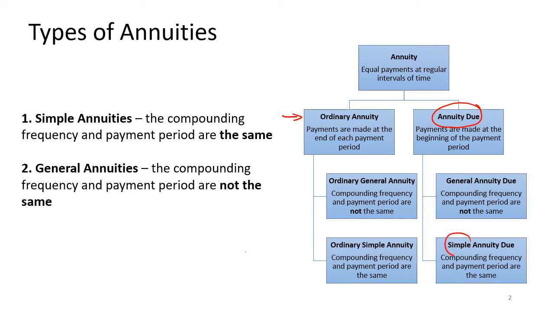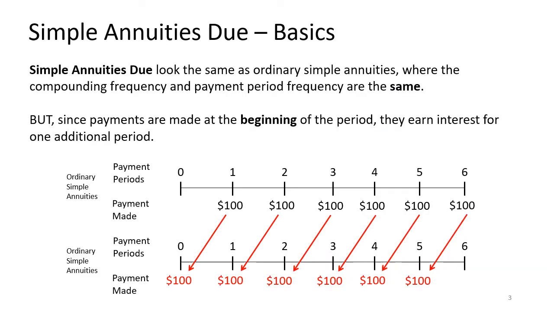The first item this lesson will be a simple annuity due. So, like I said, compounding frequency and the payment period are the same, but it's at the start of the period, not the end. So if you're paying monthly, you'd pay on the first day of the month as opposed to the last day of the month.